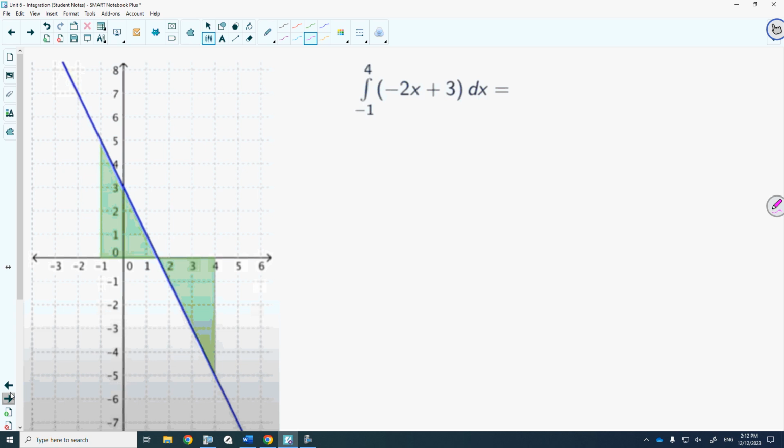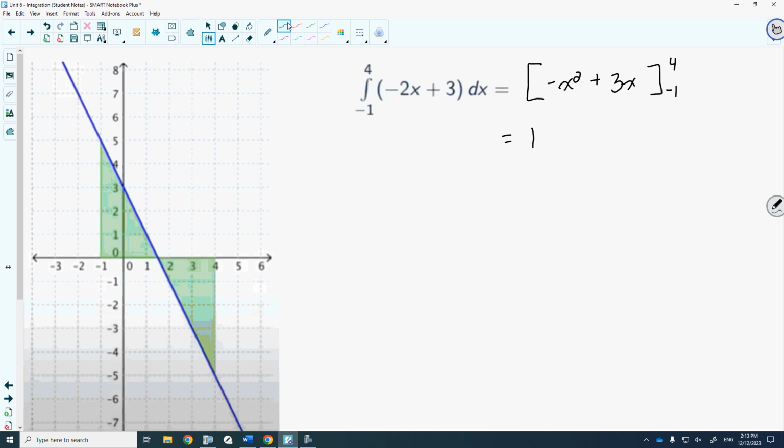I'll look after. Okay, so before we integrate this one, from negative 1 to 4, are you able to look at this and say this is going to be a positive area, this is going to be a negative area, and think about what's going to happen for this one? So let's integrate from negative 1 to 4. Let's take the antiderivative of our function using the reverse power rule. That is going to give us negative x squared plus 3x. And we're going to integrate from negative 1 to 4.